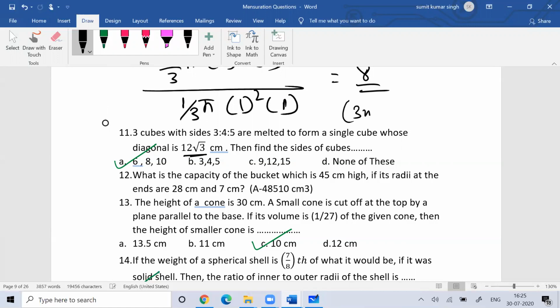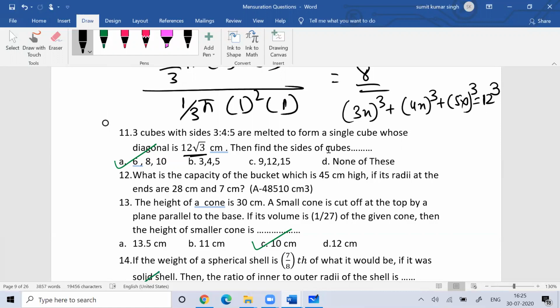So if you put them together, the three cubes, if you are melting them together, the resultant cube's volume would be the sum of the volumes of these cubes.